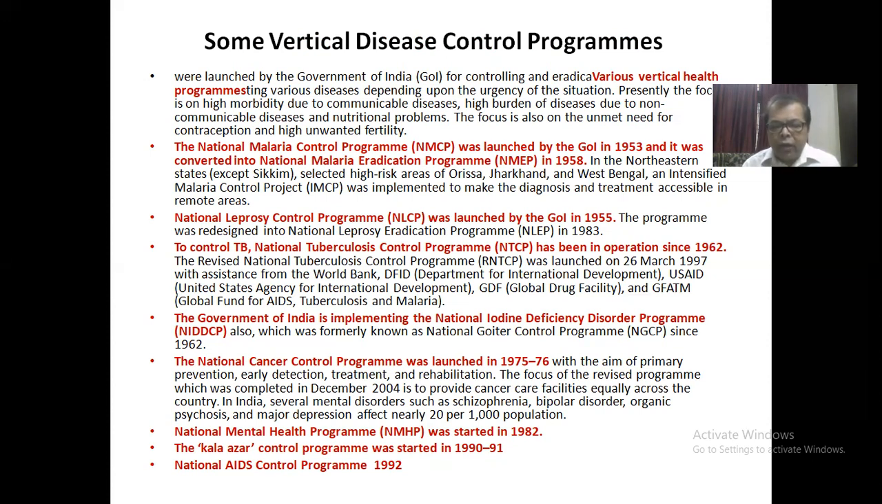And then the National Cancer Control Program was launched in 1975 and 76, and we know that even today cancer is one of the biggest, most important causes of mortality, rather you can say premature mortality. Then we also had interventions related to mental health. We had the National Mental Health Program in 1982, then the Kala Azar Control Program in 1991, and then the National AIDS Control Program way back in 1992.